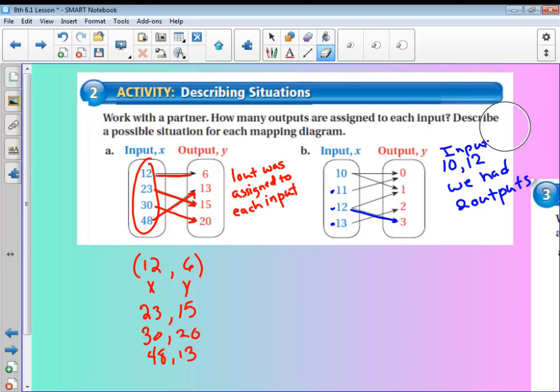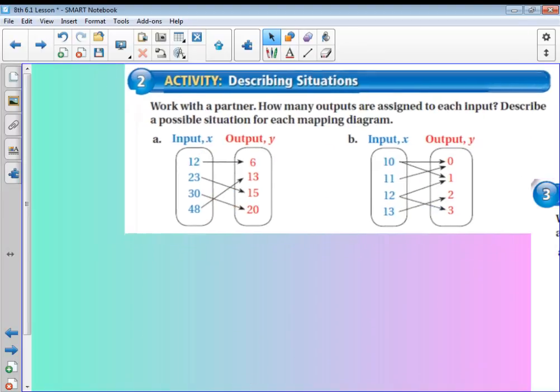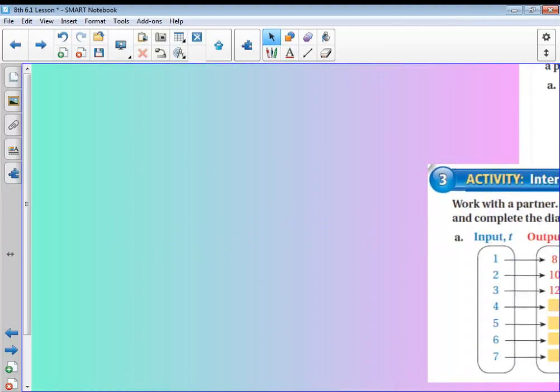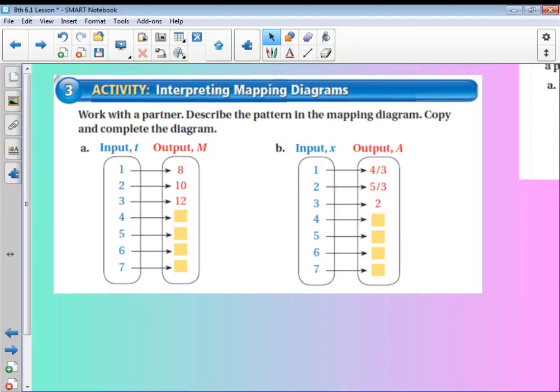All right, let's go ahead and move on to activity 3. So that's just learning how to read your function diagram or your diagram. So interpreting a mapping diagram, it says work with a partner, describe the pattern in the mapping diagram. And you guys don't have to copy and complete because you have it right in your book. So when you're finding a pattern, for right now, the pattern that we're going to look at is what is happening between each of these.